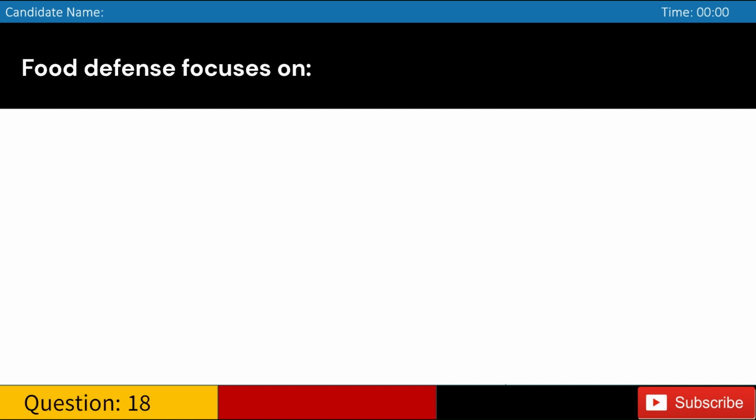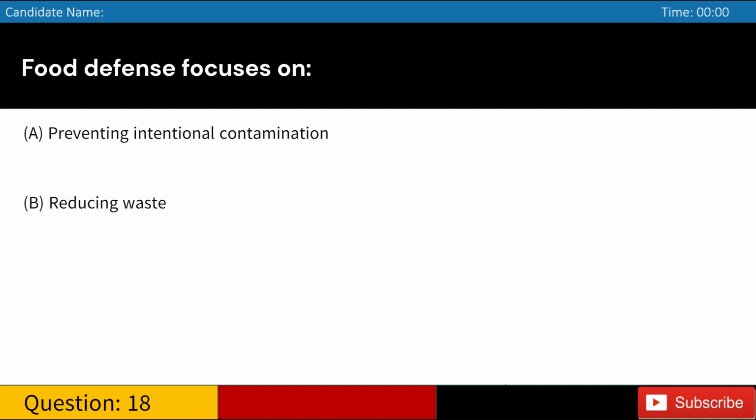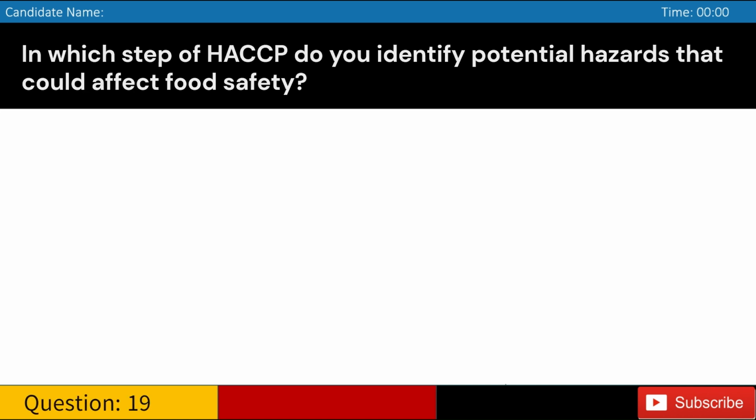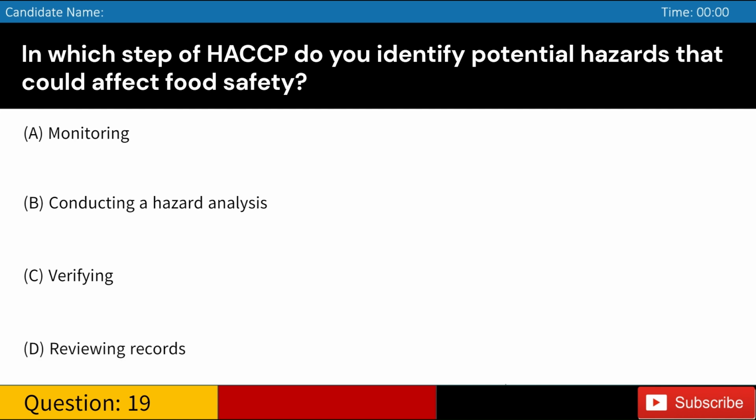Food defense focuses on A. Preventing intentional contamination. B. Reducing waste. C. Improving the taste of food. D. Enhancing nutritional value. Answer A. Preventing intentional contamination. In which step of HACCP do you identify potential hazards that could affect food safety? A. Monitoring. B. Conducting a hazard analysis. C. Verifying. D. Reviewing records. Answer B. Conducting a hazard analysis.